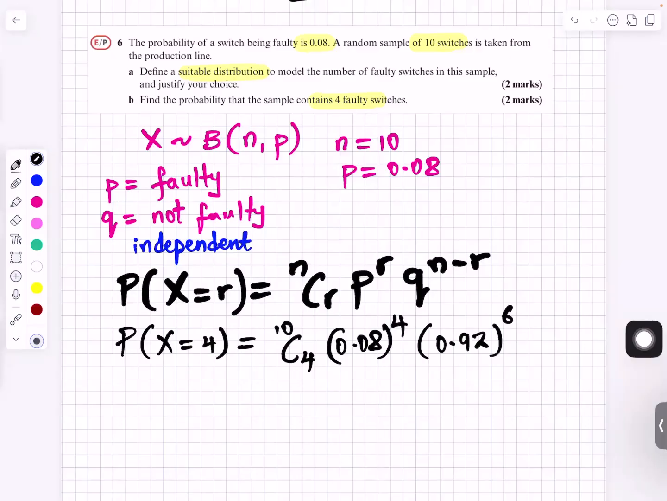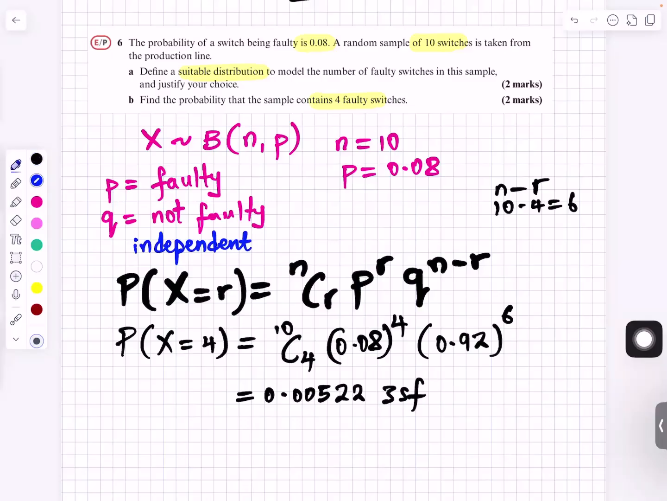So you get N minus R. 10 minus 4 is 6. And you put down your calculator, it gives you your answer. I got 0.00522. That's 3 significant figures. The first 0 does not count, the second one does not count, so 522.